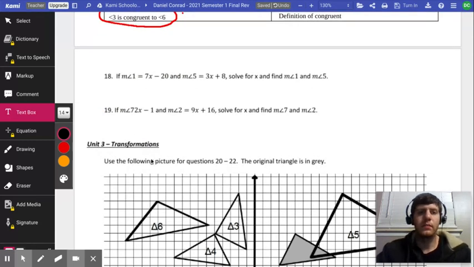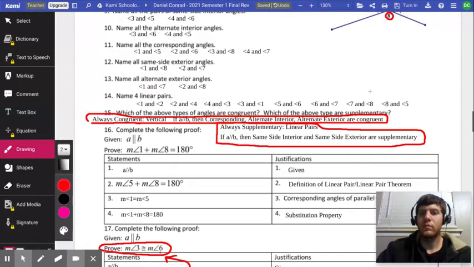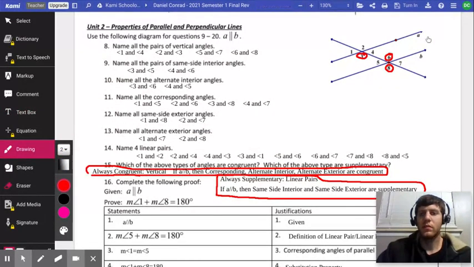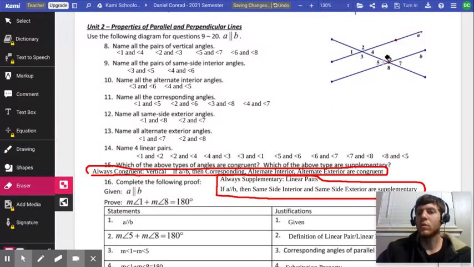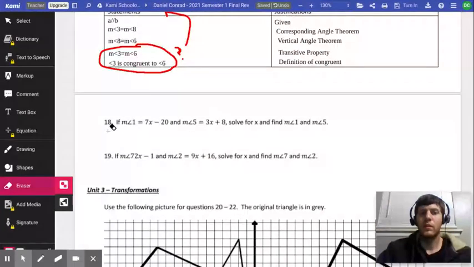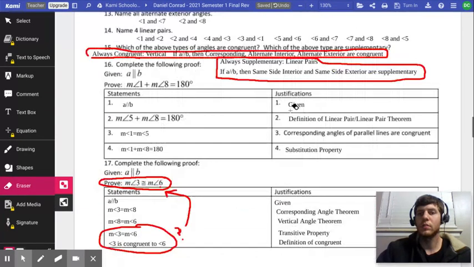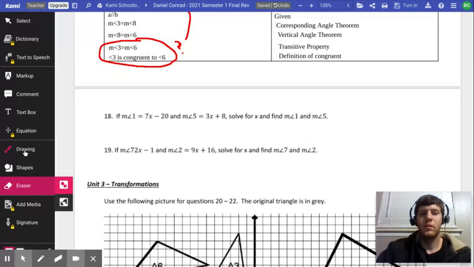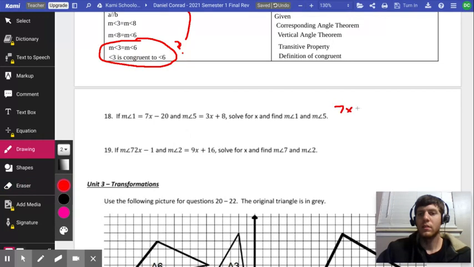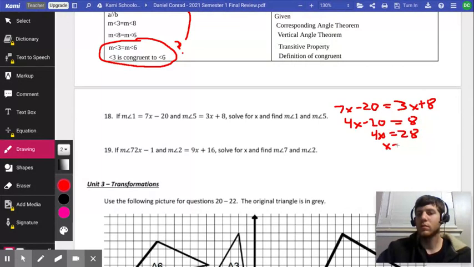All right, and then the last things here for topic 2, 18 and 19. So if we look at this one, angle 1 and angle 5 are corresponding angles. If the lines A and B are parallel, then your corresponding angles are congruent, so we can set them equal to each other. So this would be 7x minus 20 equals 3x plus 8. Subtract 3x from both sides, you're going to have 4x minus 20. Add 20 to both sides, you get 4x equals 28. So x is going to equal 7.